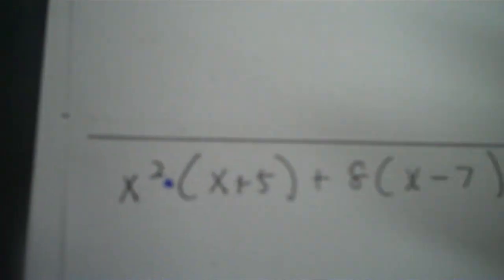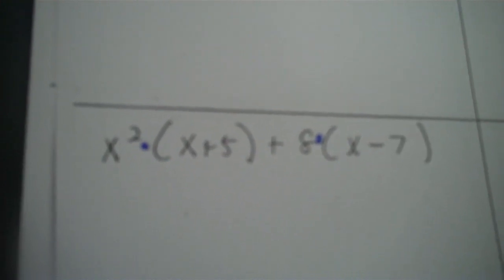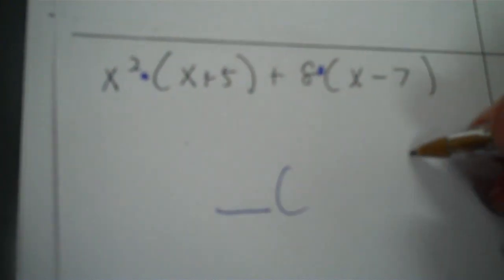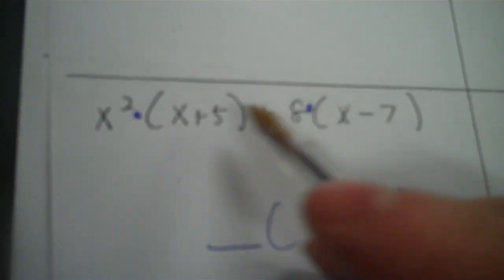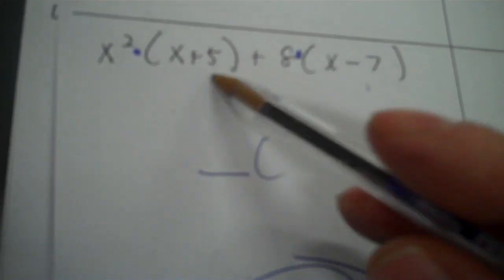Okay, x squared times (5x + 5) plus 8 times (x - 7). Now, I did not write this problem incorrectly. The parentheses expressions do not match. So you don't do any of this, you write the word prime. Prime. These have to match.